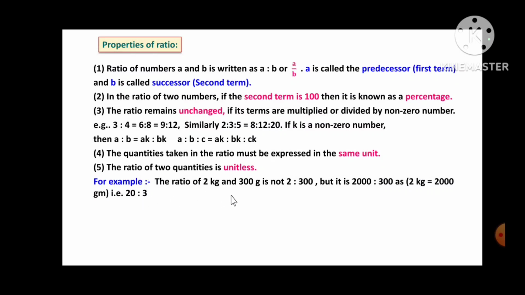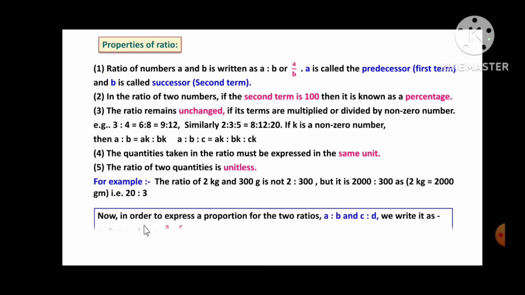For example, the ratio of 2 kg and 300 gram is not 2 is to 300, but it is 2000 is to 300. This 2 kg we have to convert into gram. So this 2 kg becomes 2000 is to 300. That leads to 20 is to 3. So friends, now in order to express the proportion for two ratios A is to B and C is to D, we have to write it as A is to B :: C is to D, which means A upon B is equal to C upon D.